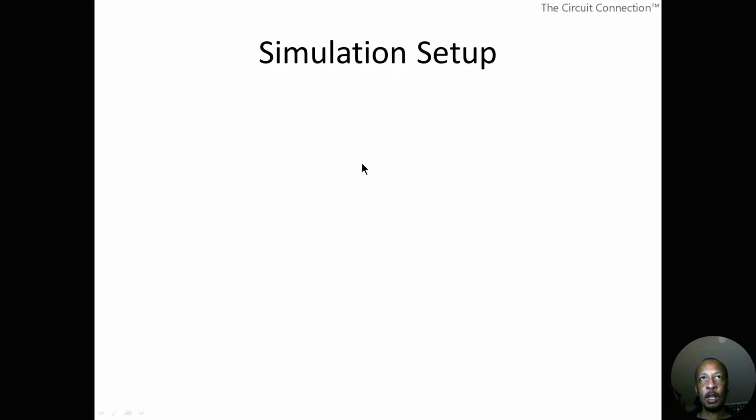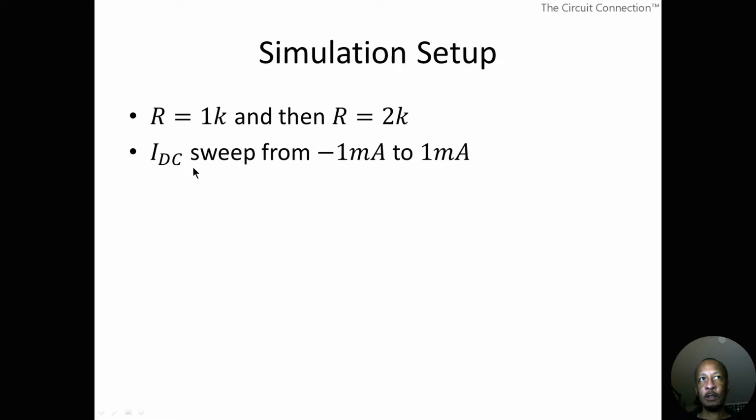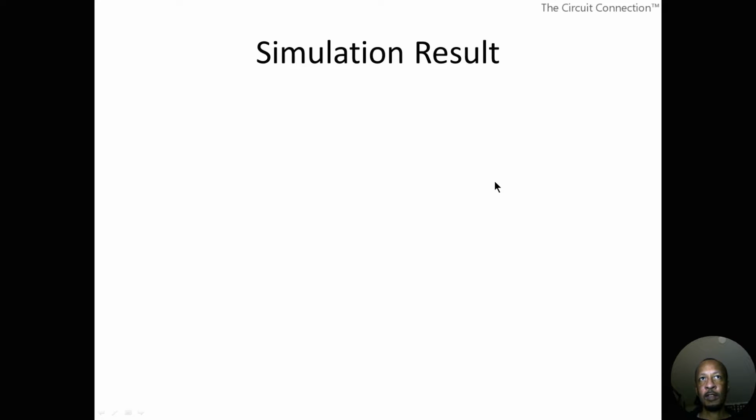For the simulation setup, if you simulate the circuit using the same values that I did, you'll get the same result. I did a parametric simulation for two differing values of R. One is R equals 1K, and the other is R equals 2K. The simulation is swept from negative 1 milliamp to 1 milliamp for my IDC values.